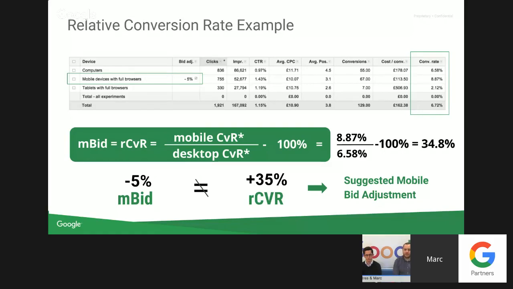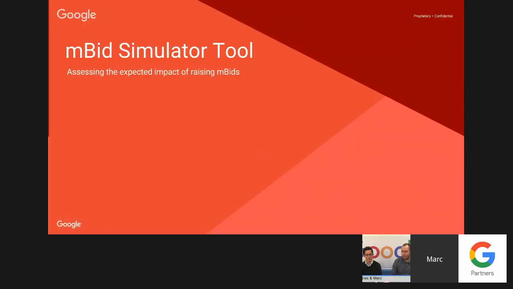So in this example, we would recommend to the client that they move from an MBID of minus 5% to an MBID of plus 35%. That's the relative RCVR, and that should be the mobile bid adjustment on this account based on the current conversion data within the account. So that's RCVR. Andy's now going to take you through the mobile bid simulator tool.